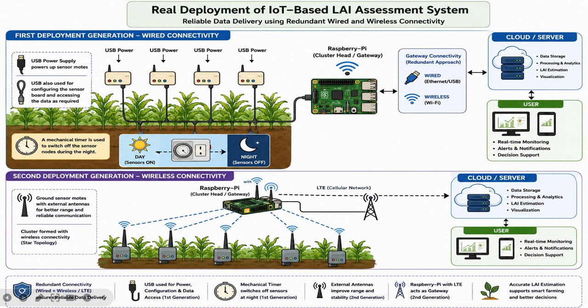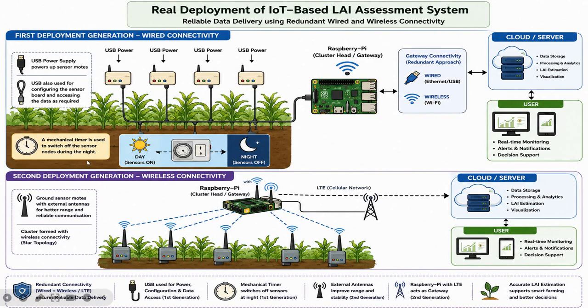Now here in this image you can see the real deployment of the IoT based leaf area index assessment system, which is used in agricultural fields. The system is designed to provide reliable data collection and transmission under challenging environmental conditions such as humidity, rain, wildlife interference and plant growth. Now to ensure dependable communication, the system uses a redundant approach that combines both wired and wireless connectivity. Here in the upper part you can see the first deployment generation, which is of wired connectivity.